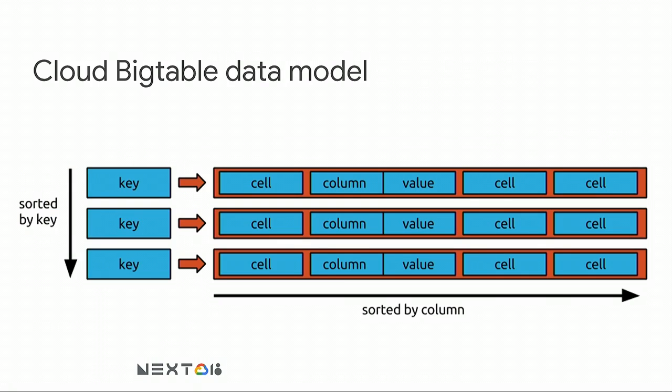As I mentioned, the Bigtable data model supports keys in sorted order, and then there's a bunch of cells in each row that you can store data in. So you have cells, and there's columns, and the data there is sorted by column.